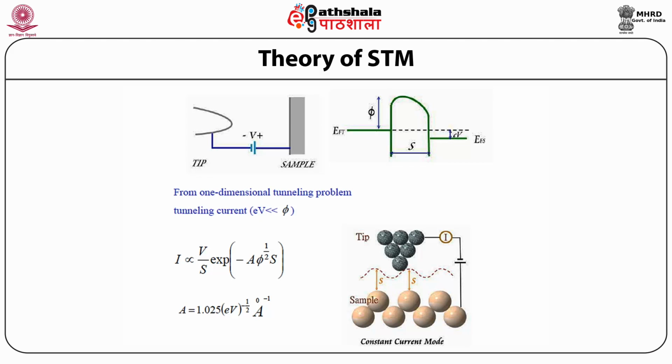So let us now discuss the basic theory behind STM. Consider a one-dimensional tunneling problem as shown in this figure, where the tunneling voltage eV is much less than phi, and so the current I is proportional to V by S multiplied by exponential of minus A phi to the power 1 by 2 multiplied by S, and A is equal to 1.025 eV to the power minus half angstrom to the power minus 1.